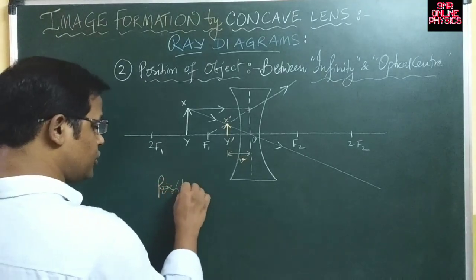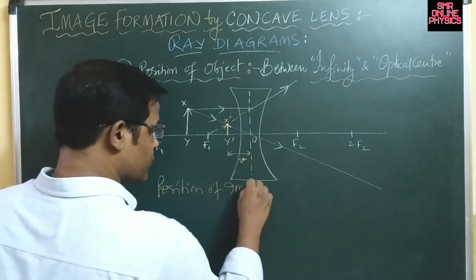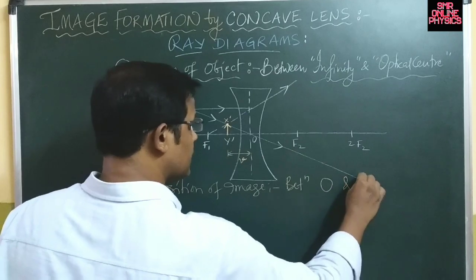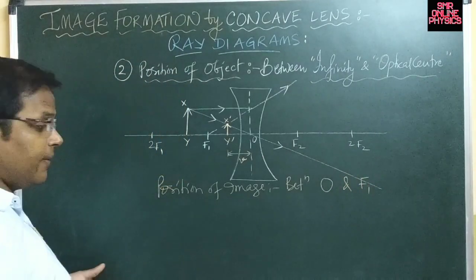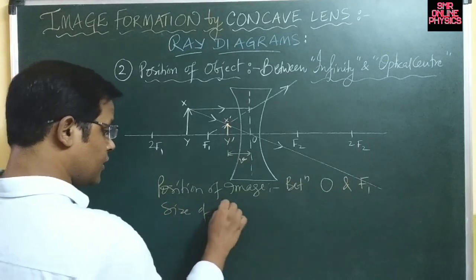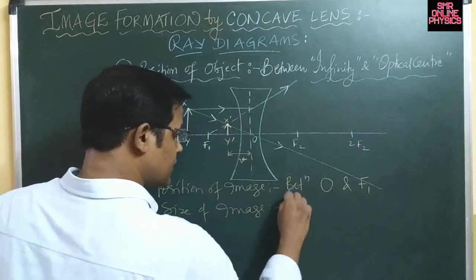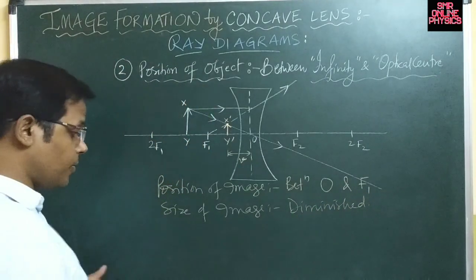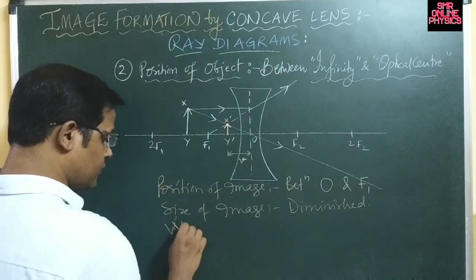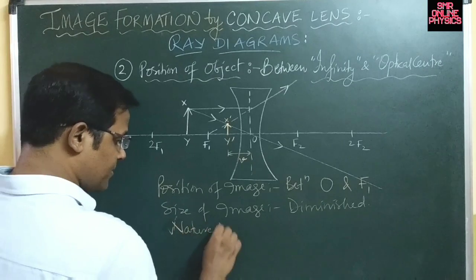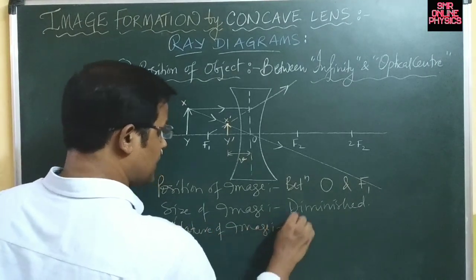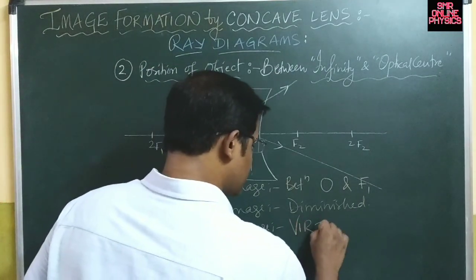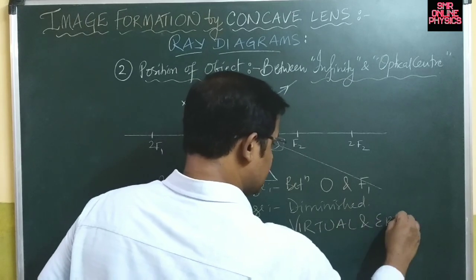So what is the position of the image in this case? What would you like to write? It is always between the optical center and the focus F1. Okay, now the size of the image definitely doesn't change much, still it is diminished and never will grow to the size of the object. And what is the nature of the image, my dear? Come on, by looking at the diagram you should be able to say, this is the last diagram in today's class. This is a virtual but erect image.